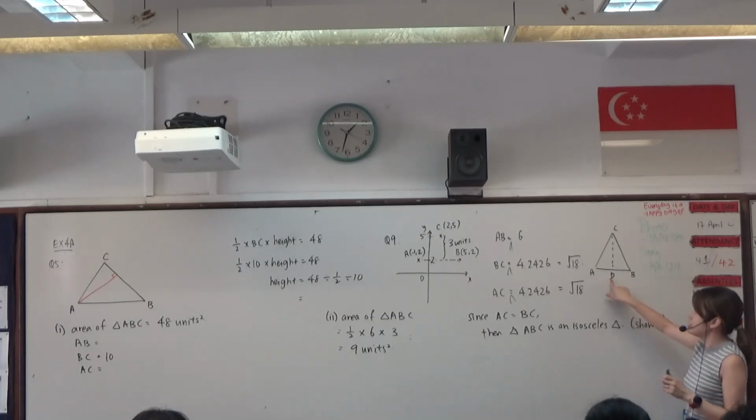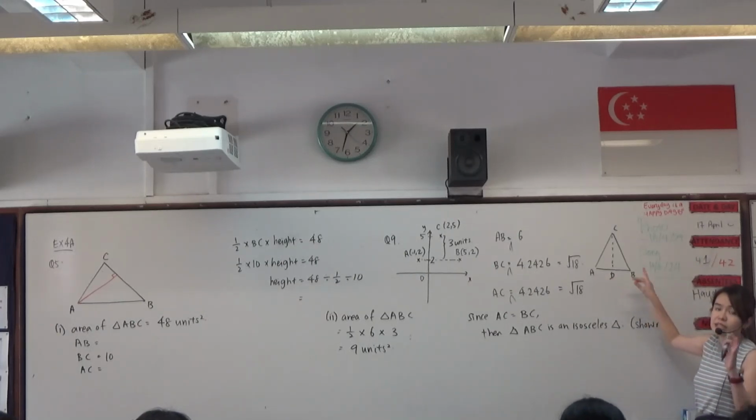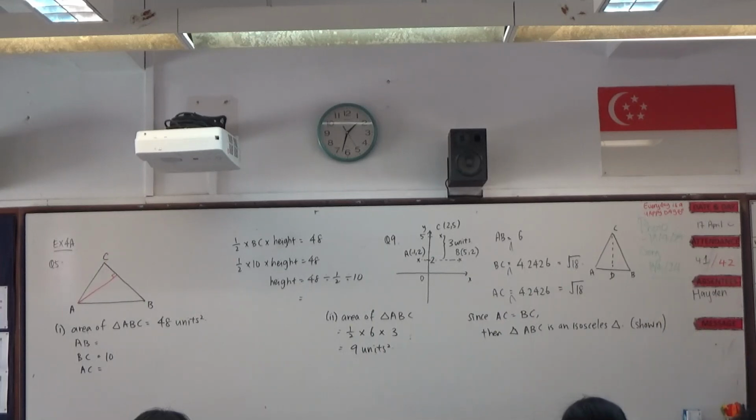Confidently that D is actually in the midpoint of it. If this were not to be an isosceles triangle, then you will have problem in doing Pythagoras theorem. Okay.